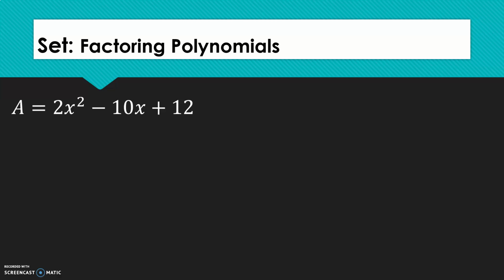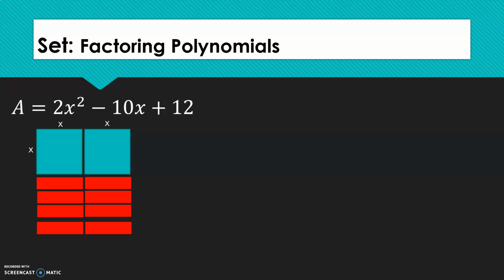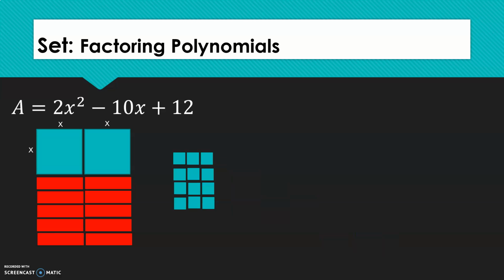Let's look at another example where the area is 2x squared minus 10x plus 12. Notice that these three terms, 2, negative 10, and 12, have a greatest common factor of 2. That means we can make 2 equal rectangles when we make our area model. We'll start with 2x squared, 10 negative x's, and 12 positive 1s. We want to make these into 2 equal rectangles.